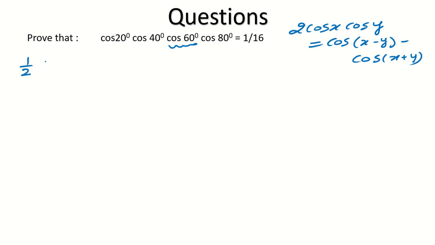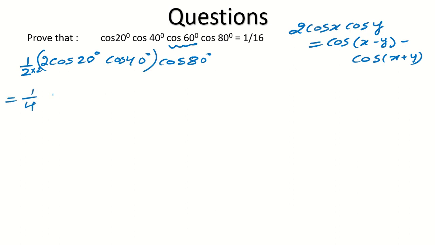So 1 over 2 times cos 20 cos 40 and cos 80, and then we are going to multiply and divide by 2, and now we will make it in the identity. So it will be 1 over 4 times 2 cos x cos y. So it will be cos x plus y plus cos x minus y, and then cos 80 as it is.